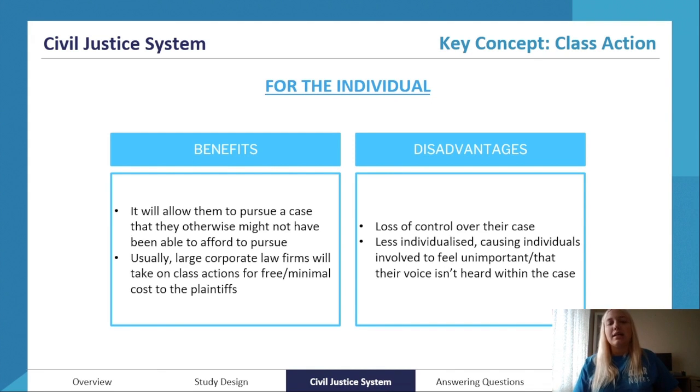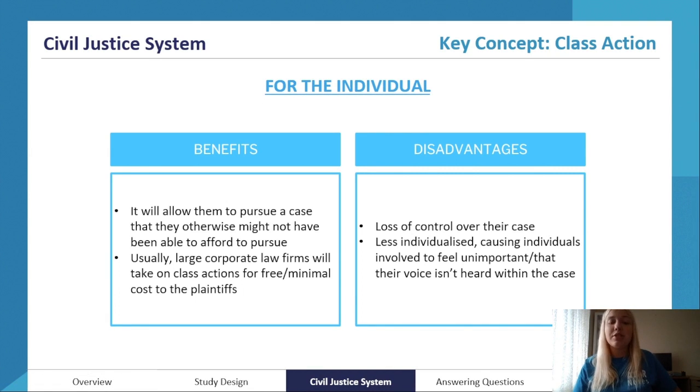Okay. So, benefits and disadvantages for the individual. Yes, there are disadvantages for the plaintiff group too. So, we've talked about how it will allow them to pursue a case that they otherwise might not have been able to afford to pursue. It helps to bridge access.